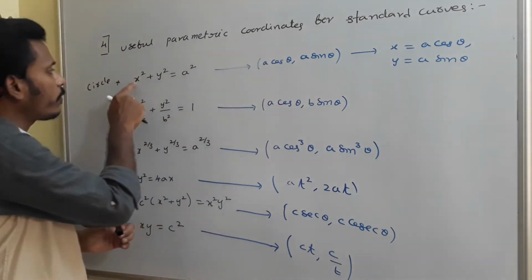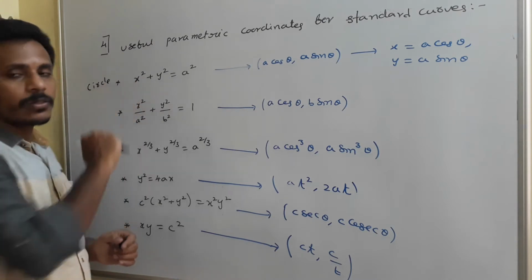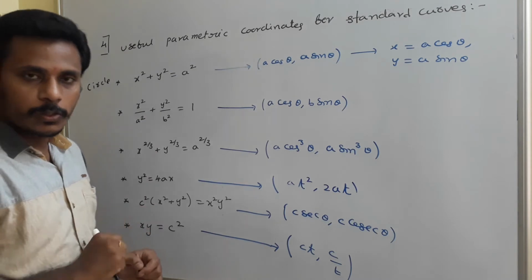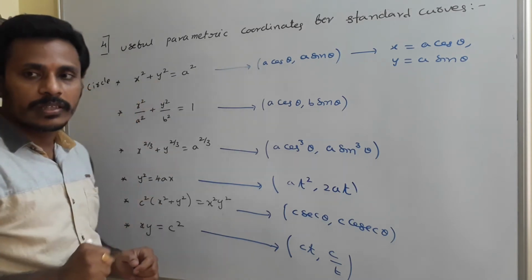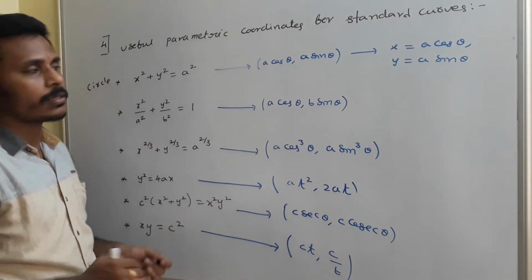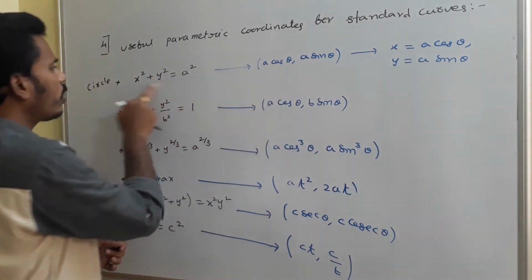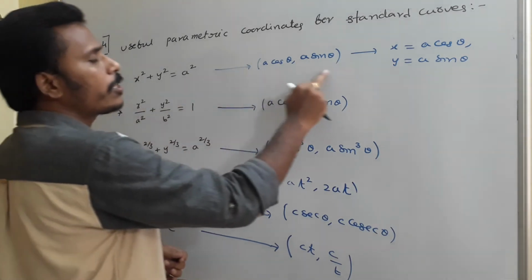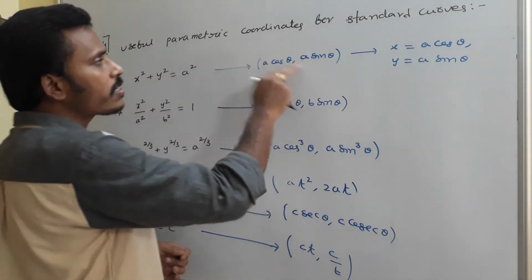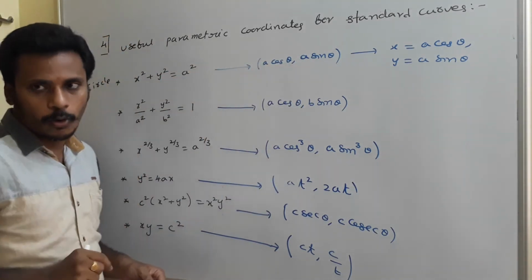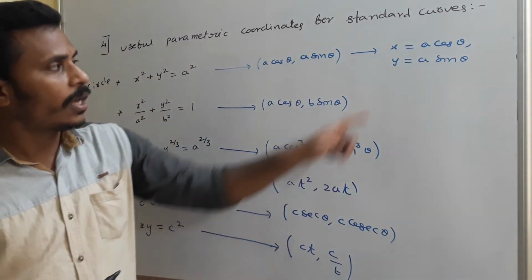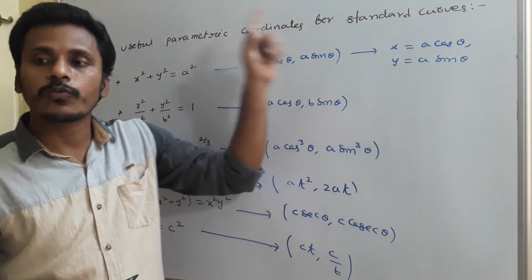If you replace x with a cos theta, x square is a square cos square theta, and y with a sin theta, y square is a square sin square theta. If you add a square cos square theta and a square sin square theta, that is a square times sin square theta plus cos square theta, and the result is a square. So this curve surely satisfies this point. For any theta, this point is on the curve, so this is considered as a general point on the curve. And if you mention x is equal to a cos theta comma y is equal to a sin theta, these are considered as the parametric equations for the given curve.